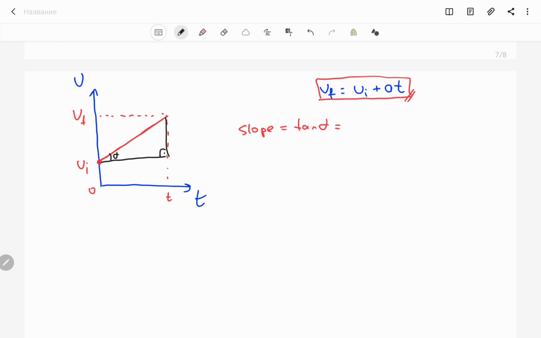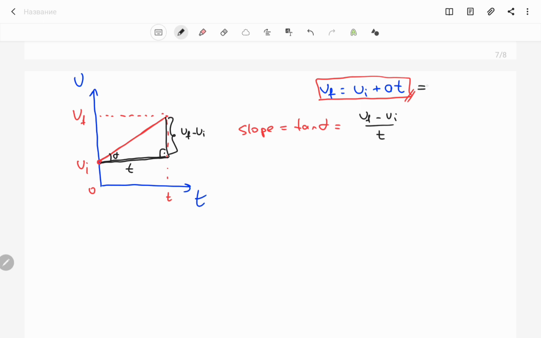What is the tangent alpha in terms of geometry? This part is v final minus v initial, divided by time. This part is the base, time. So tangent alpha equals v final minus v initial divided by time. Yes, this is in terms of geometry.